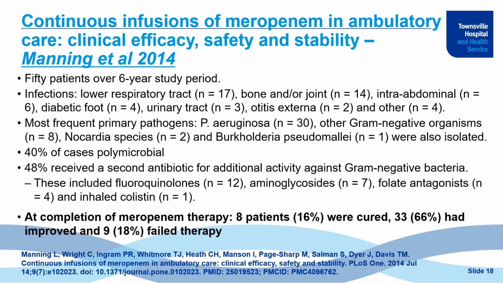So the second part of the study was when they did a retrospective review of 6 years' worth of administering meropenem infusers to patients. They had 50 patients over the 6 years, which is a decent number to be evaluating. If you looked at the infections, that's the kind of infections you might be looking at. 40% of cases were polymicrobial, and almost half the patients had a second antibiotic. Now, if you look at the clearance rate, roughly 82% of patients were either cured or had improved, and just shy of 20% of patients had failed therapy.